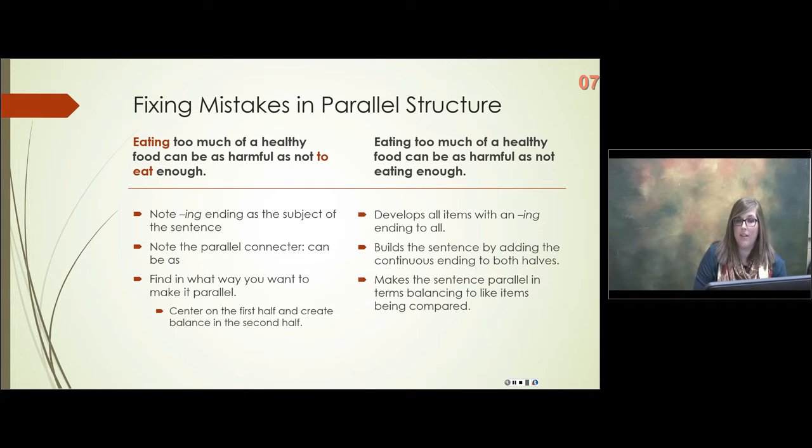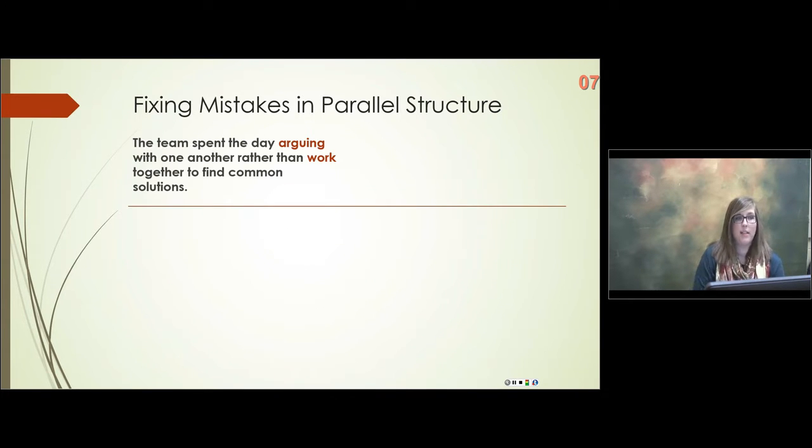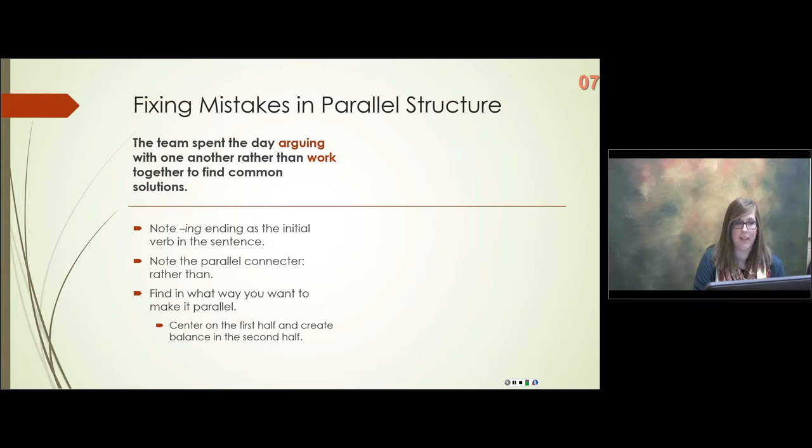So that develops all items for an -ing ending. It builds the sentence by adding the continuous ending to both halves, and it makes the sentence parallel by balancing it out. The teams spend the day arguing with one another rather than work together to find common solutions. By now, you should be old hat at this. You see arguing, you see work. You're going to want to make both of those equal. And again, look for those parallel markers, like rather than. That shows you that you're going to be comparing two unlike things.